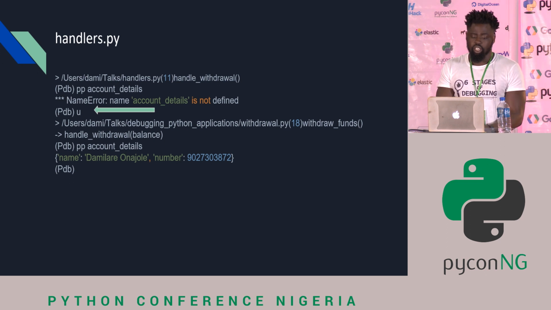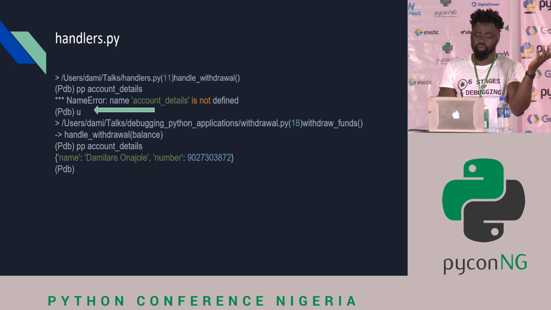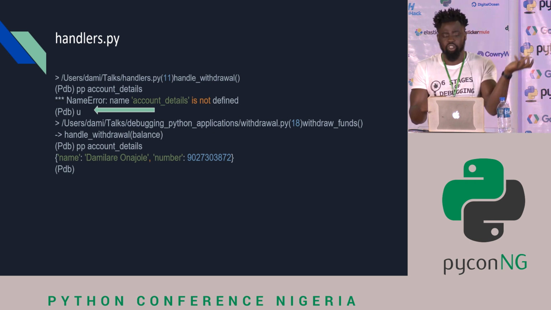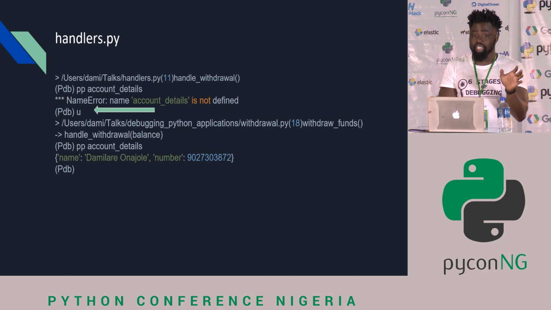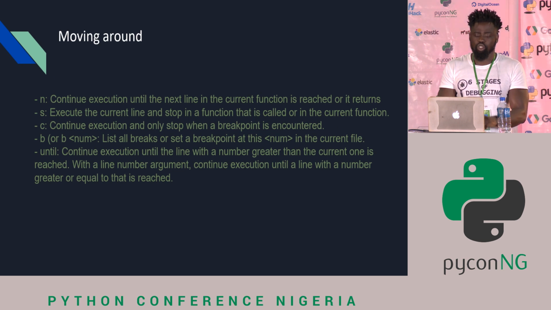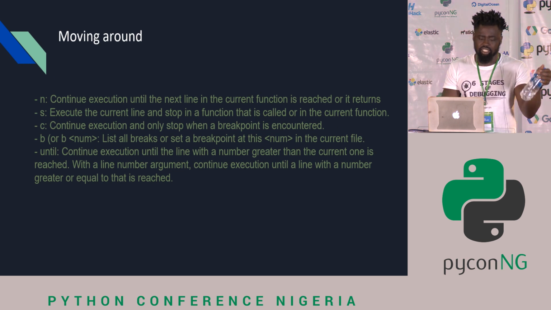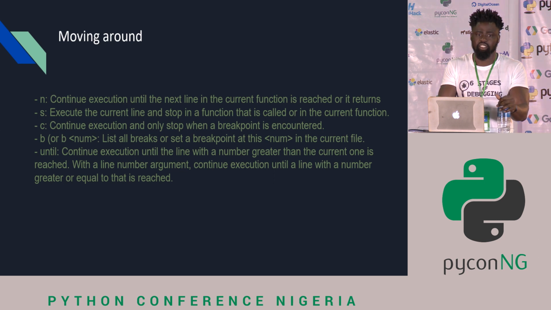With this, you can then press u to jump from the current frame into the previous frame, which basically means jumping from one module to another or from one function call to the other. So after doing that, we can then print the account details and see that, oh, our account details is here, so the problem might be in this file. So that's just basically how to use PDB. I've narrowed down to the commands that you use most often. To move around in PDB, you use n, and n means just move to the next line in your code.